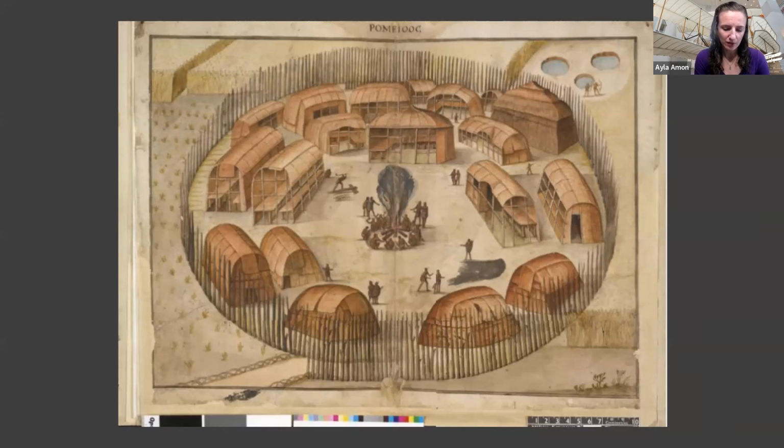There's a religious house, which is the one with the pointed roof on the upper right. You can also see a central gathering fire, and there are depictions of people with bows, axes, and even a domestic dog. This might be one of the earliest depictions of a domestic dog in the Western Atlantic world.